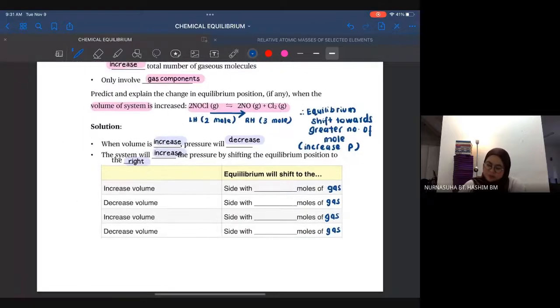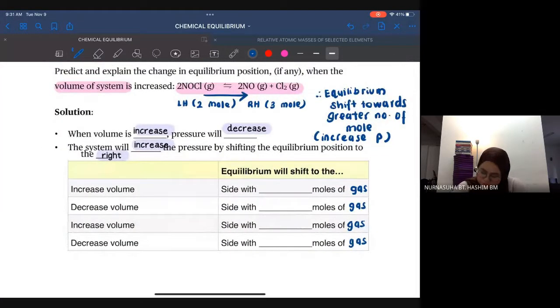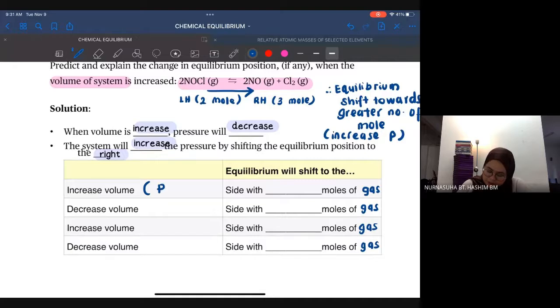Okay guys, so if we increase the volume, ini general saja. If we increase the volume, pressure berkurang. Bila pressure berkurang, dia akan equilibrium ni akan shift to the greater number of mole of the gas.